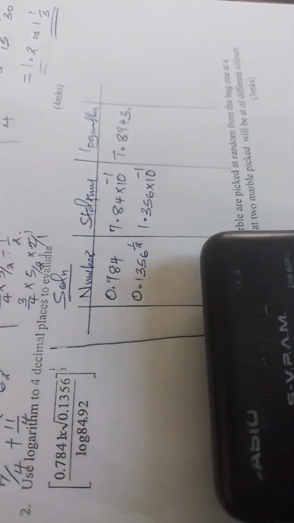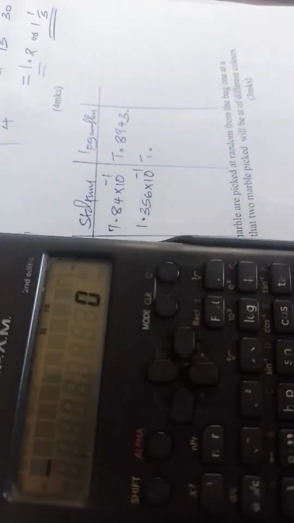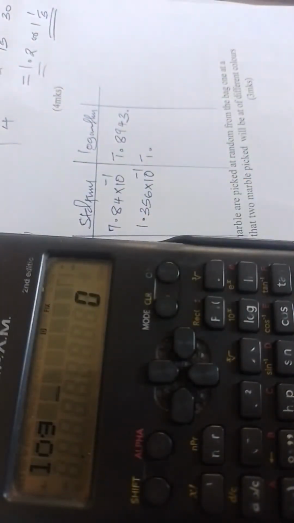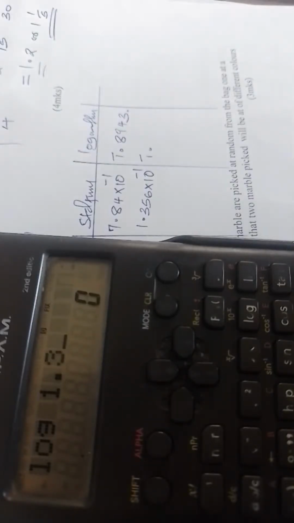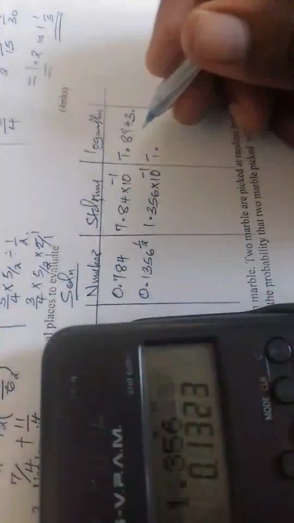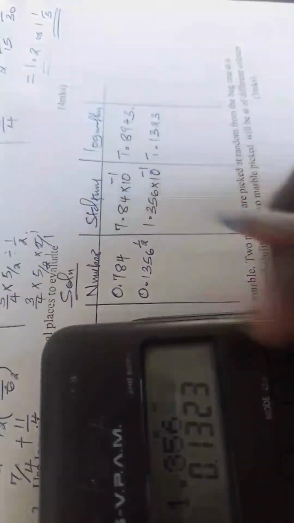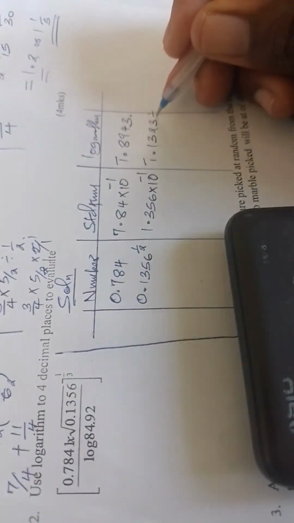Now we have written this number into standard form, which is 1.356 times 10 raised to power negative 1. So this one will be bar 1 point. Then the log of 1.356 is the same as 0.1323. But remember, because it is a square root sign, we are supposed to divide it by 2.